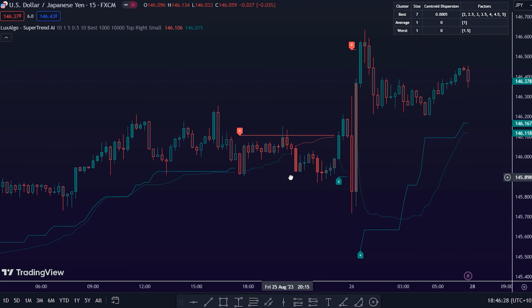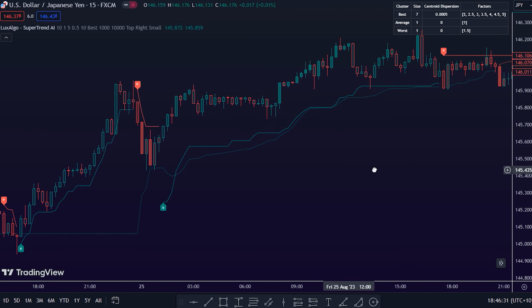Backtest this trading strategy based on this setup concept and others to fine-tune the trading system.